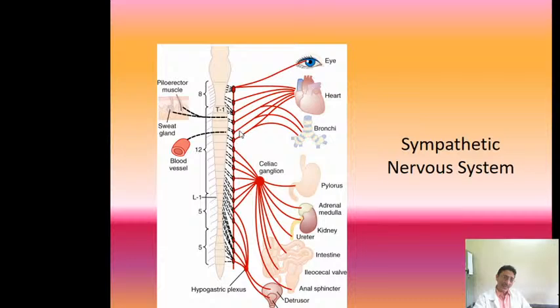This ganglion is known as a sympathetic ganglion. So after they end in the ganglion, there is another second set of neurons which takes origin, and these fibers originating from the ganglion here are called the postganglionic fibers. These postganglionic fibers travel here and supply the different viscera.